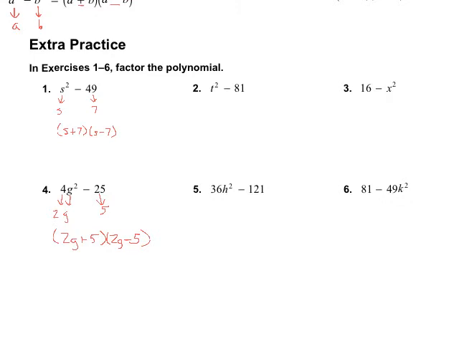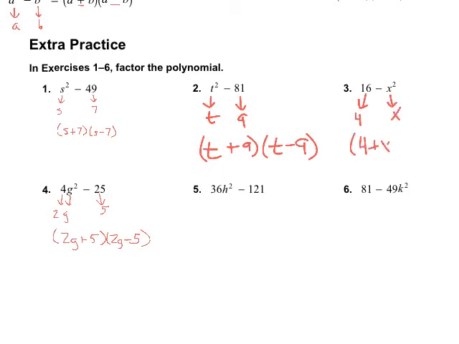Okay, so for number 2, square root of t squared is t. Square root of 81 is 9. So I get t plus 9 and t minus 9. For number 3, square root of 16 is 4. Square root of x squared is x. So I'm going to get 4 plus x and 4 minus x. I know it looks weird on that problem having the x at the back, but you have to follow the same order that the original problem was.